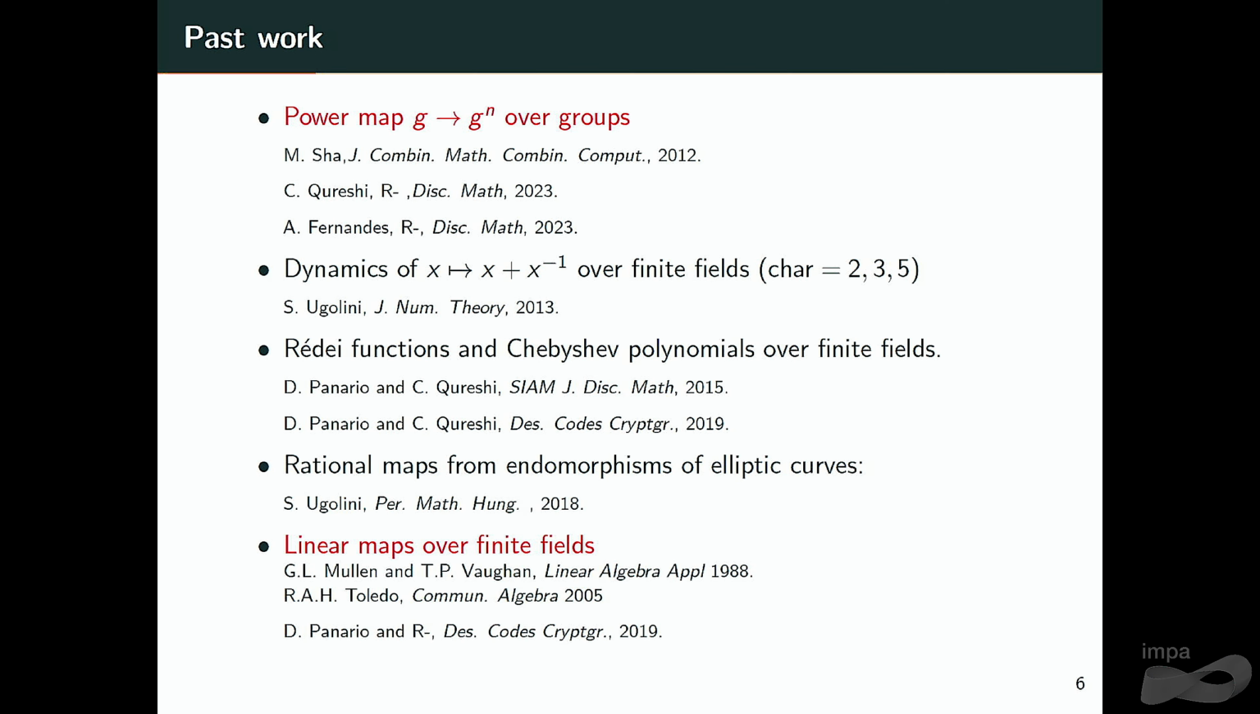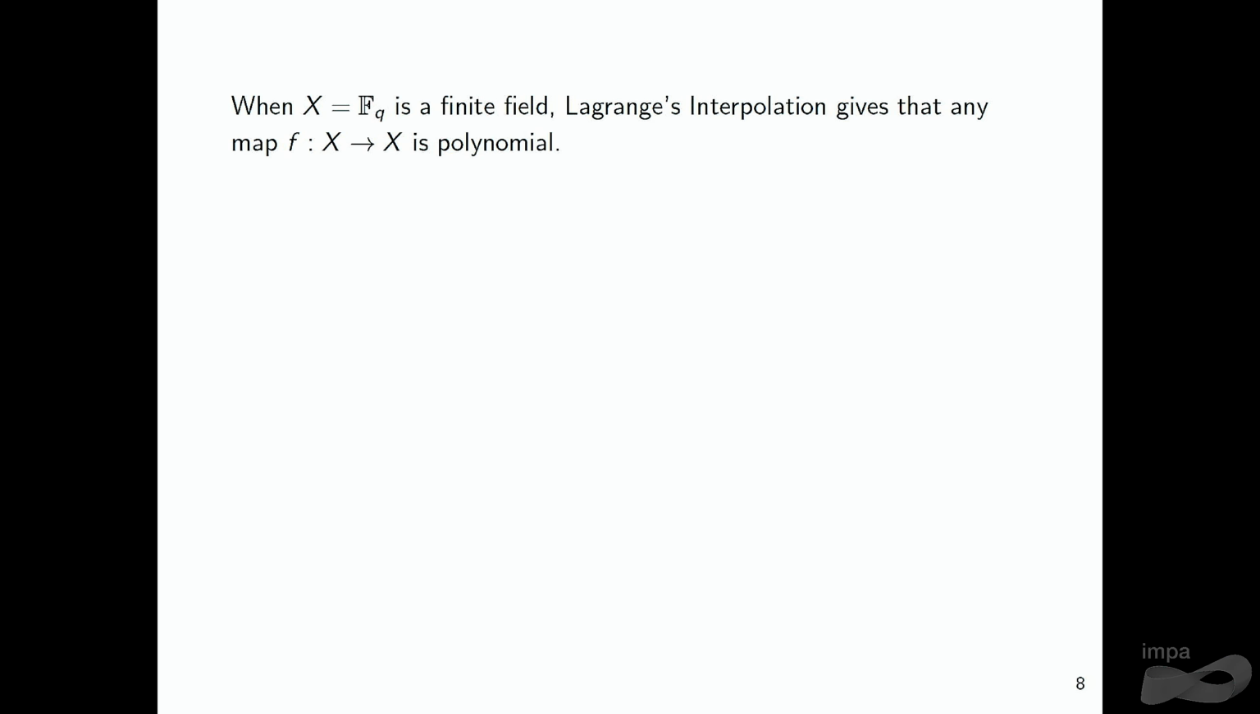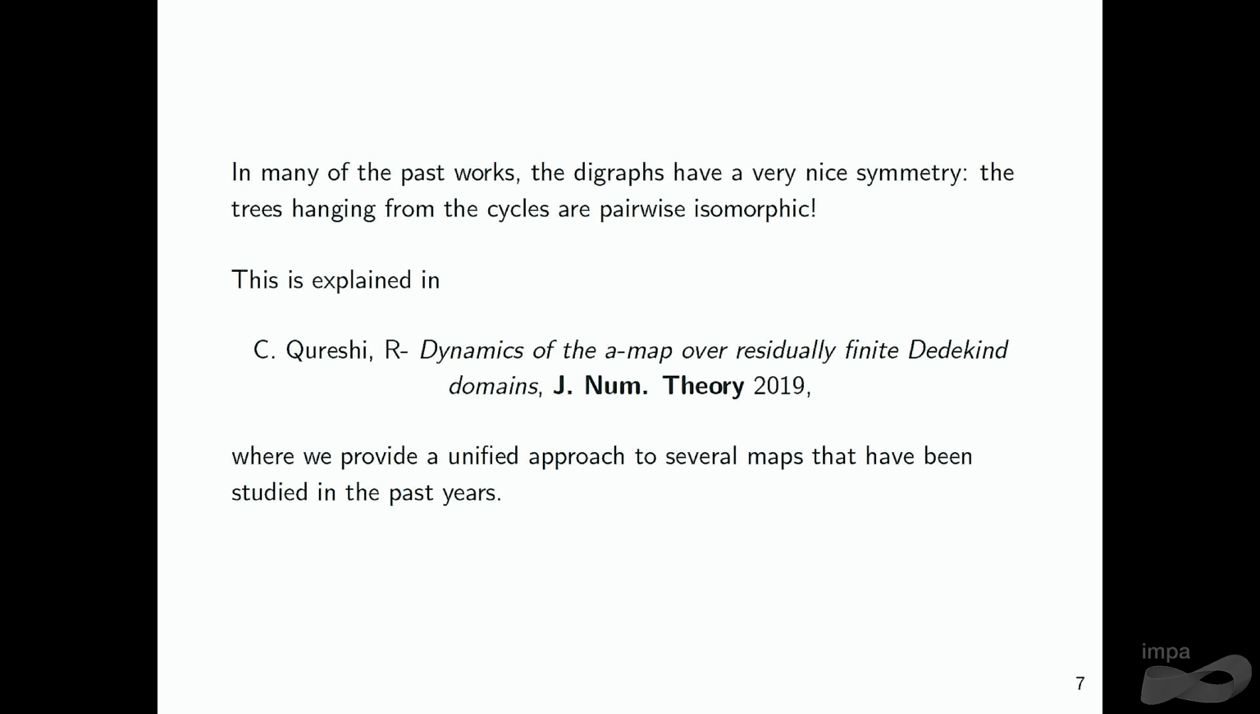And in fact, as I was saying, this is in general a hard problem. Basically in all of these cases, the graphs will have lots of symmetry. So there is a natural reason for why we can describe the structure of the graph. And in fact, in 2019, in joint work with Claudio Kuresh, we unified most of the past works in a very general setting, explaining why we get these symmetries on the graphs.